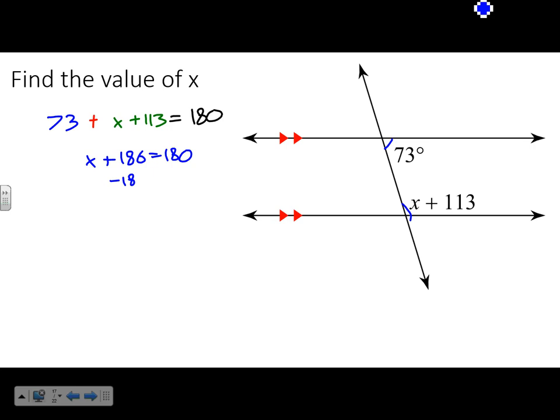Subtract 186 from both sides. You get x is equal to negative 6. And you might say, well, that doesn't really make sense because it's a negative. And you're right, you do not get a negative angle. You never get negative angles. But if you take that negative 6 and plug it back in here, you don't get a negative angle.